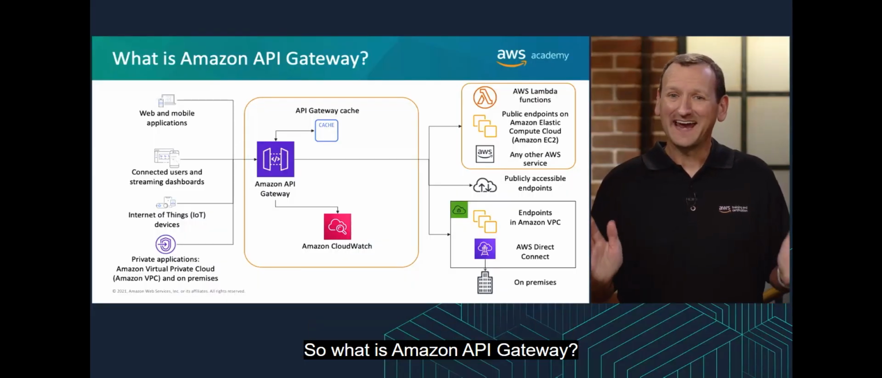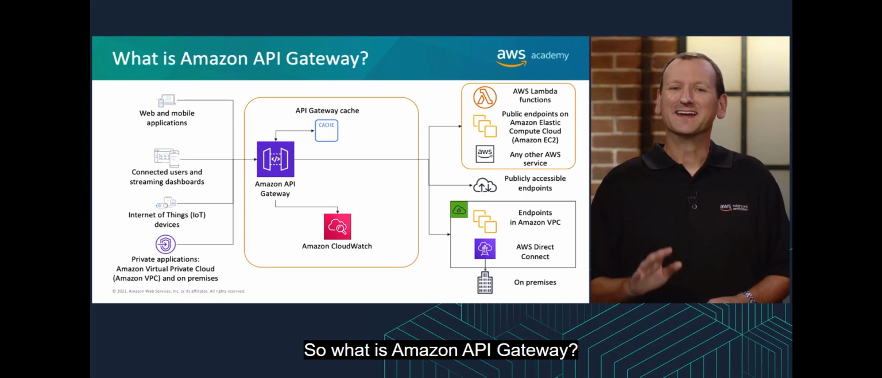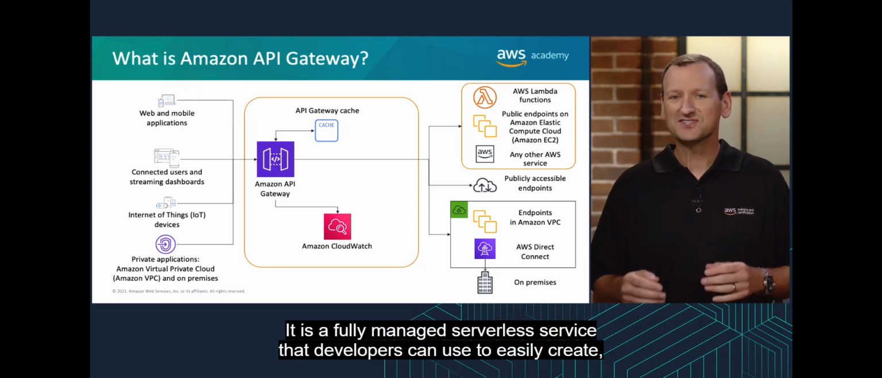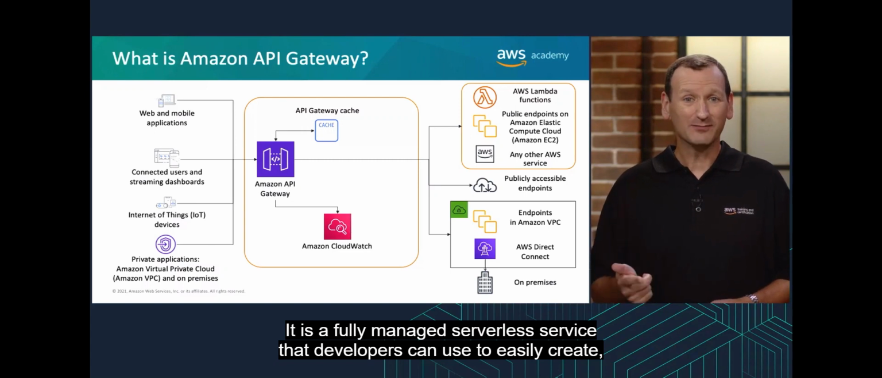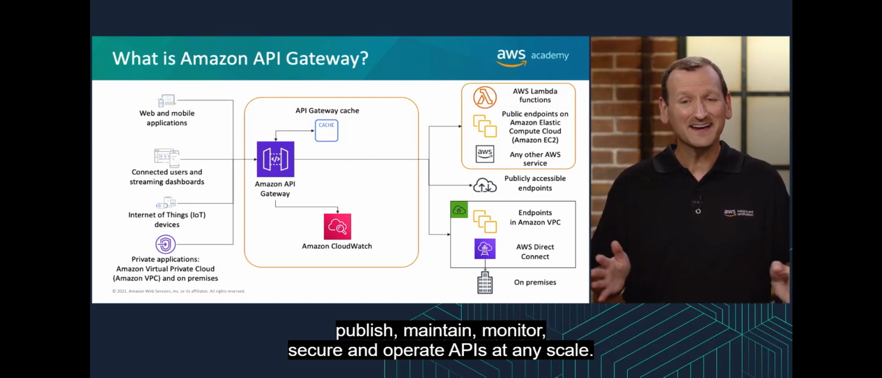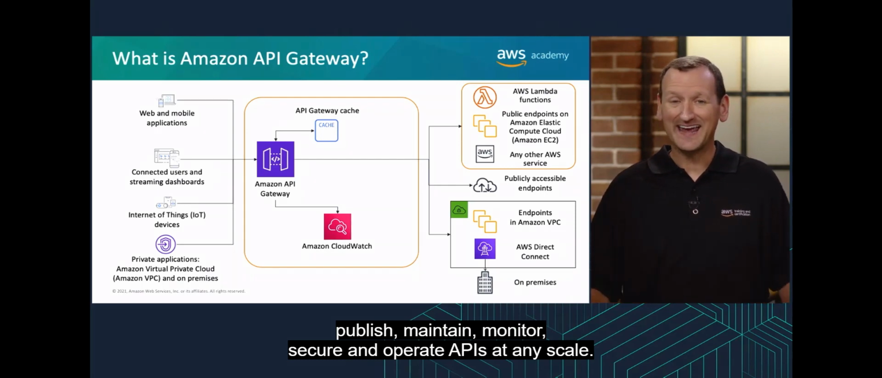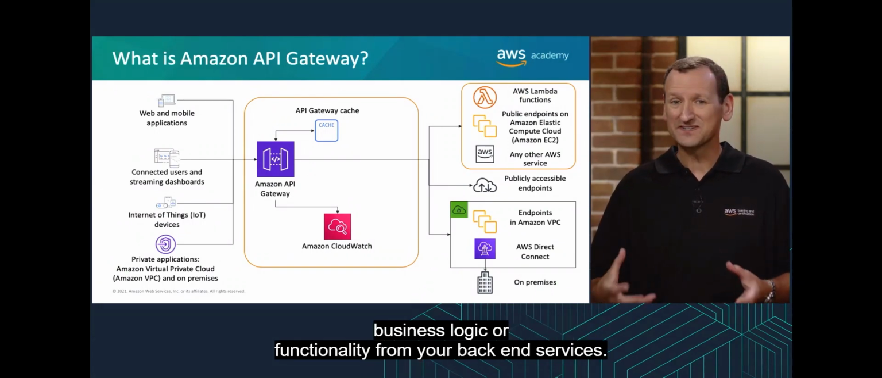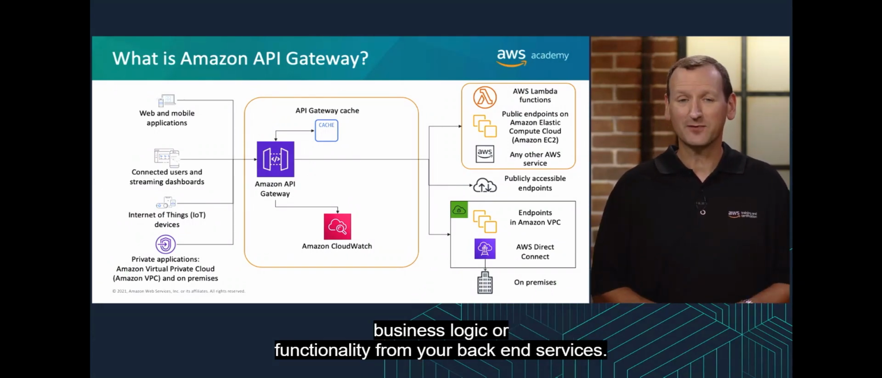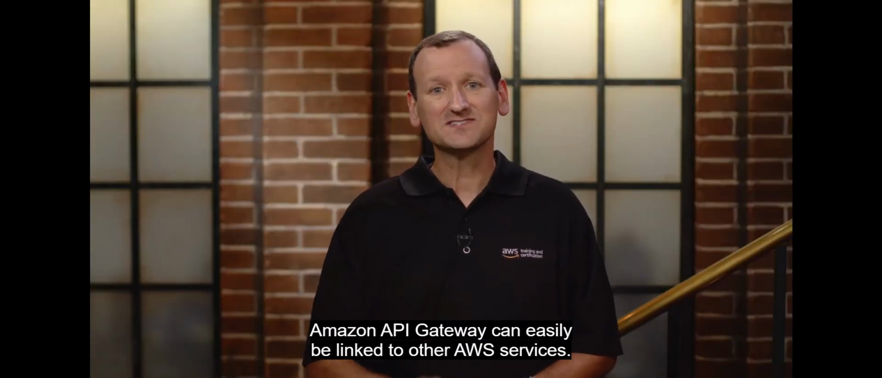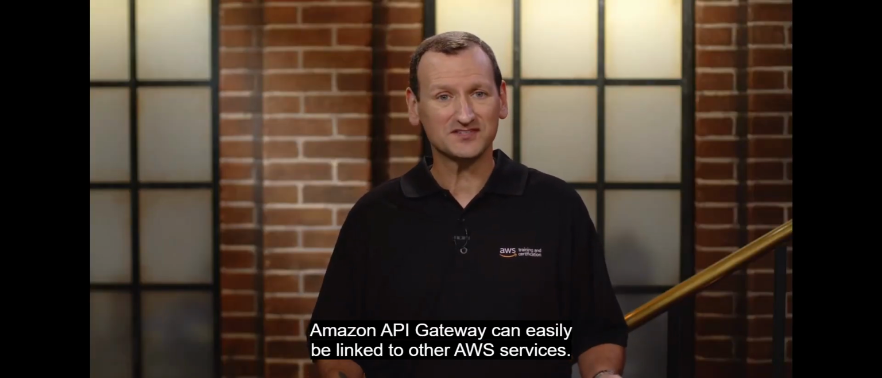So, what is Amazon API Gateway? It is a fully managed serverless service that developers can use to easily create, publish, maintain, monitor, secure, and operate APIs at any scale. API Gateway acts as the front door for applications to access data, business logic, or functionality from your backend services. Amazon API Gateway can easily be linked to other AWS services.